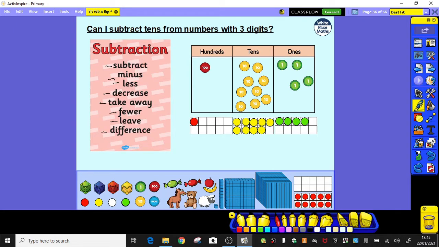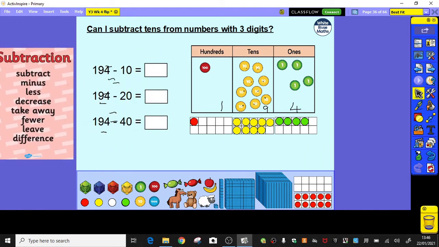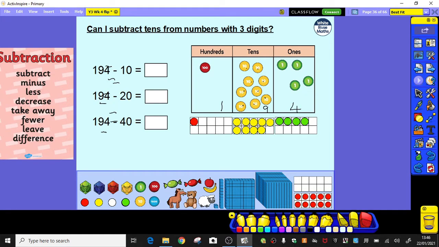Well, we've got here on the board a number that I've made already, and the number I've got here has got 4 ones. It has got 1, 2, 3, 4, 5, 6, 7, 8, 9 tens, and we've got 100. So let's have a look at our first question. So let's just get rid of those lines that I drew earlier. So we've got 194 take away 10.